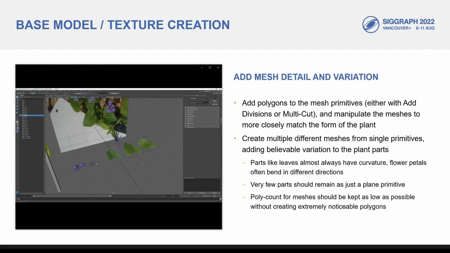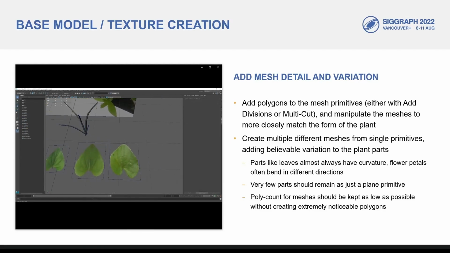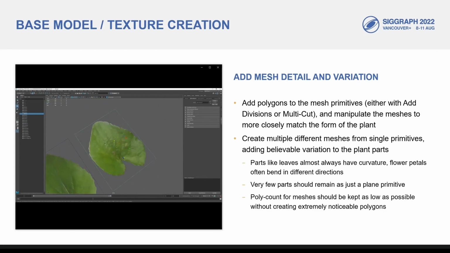Before we actually start putting our meshes together and creating the full model, we'll want to take another look at our primitives and add a little more detail. We'll do this by adding polygons to especially our large plane primitives like the leaves that we have here. We can either use add divisions, or Multicut, which is a great tool for this. It gives you a lot of control over where you're adding these edges to the plant.